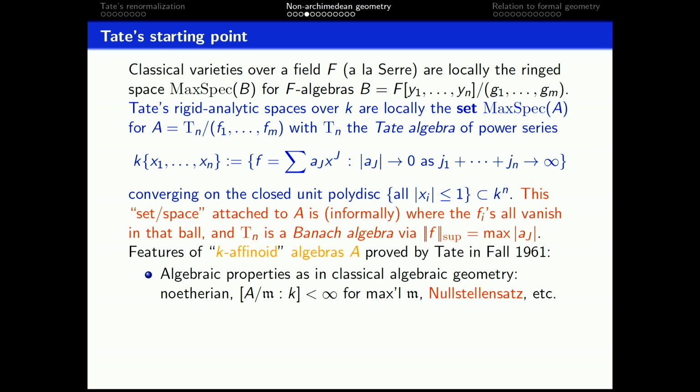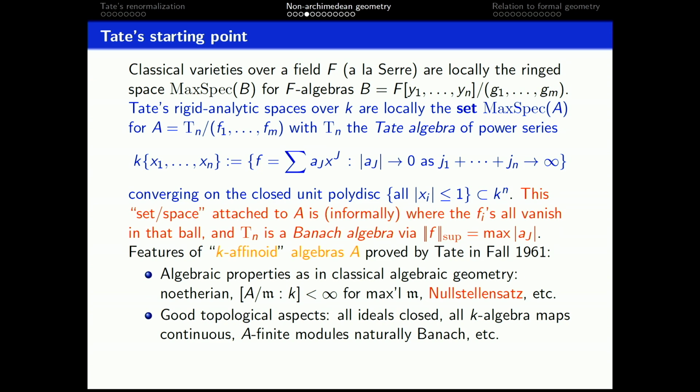Tate actually, in the early 60s, proved some nice algebraic features of this ring and of its quotients, similar to what you know from algebraic geometry, such as these rings are Noetherian. Their residue fields at all maximal ideals have finite degree over K. There's a version of the Nullstellensatz and a variety of other things. And this Banach structure also has some very nice properties.